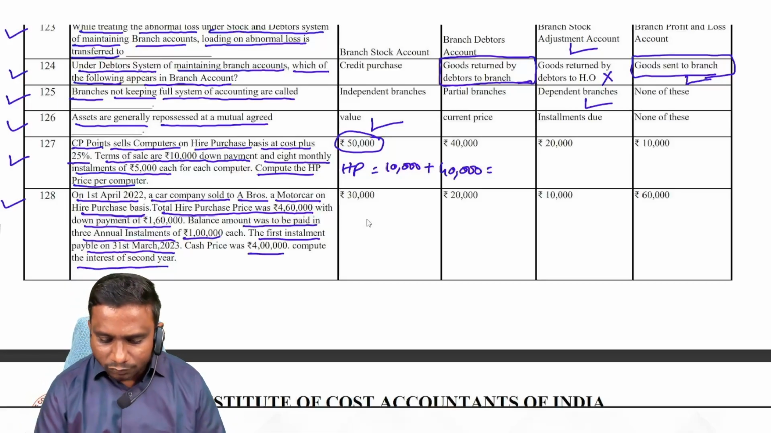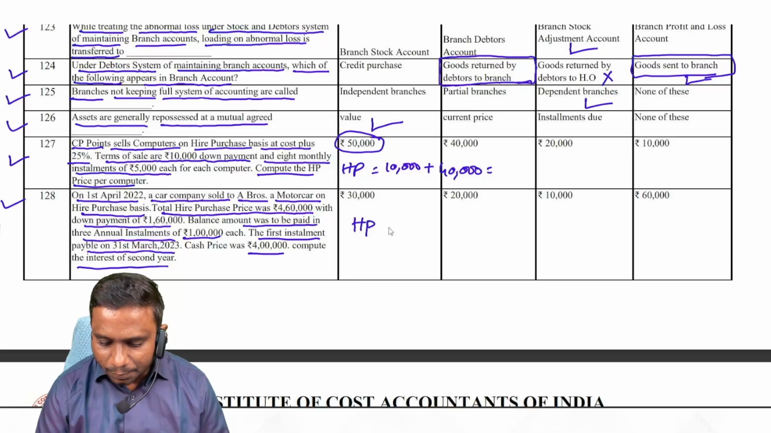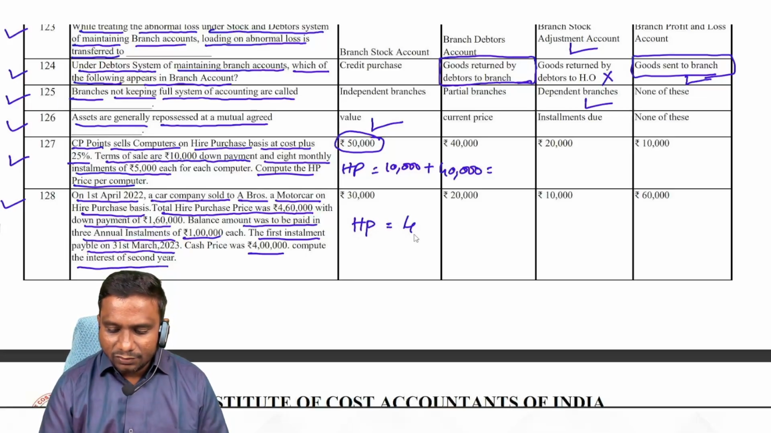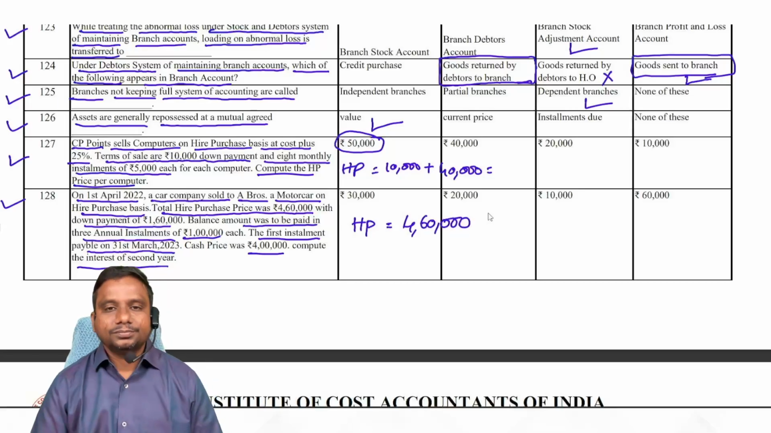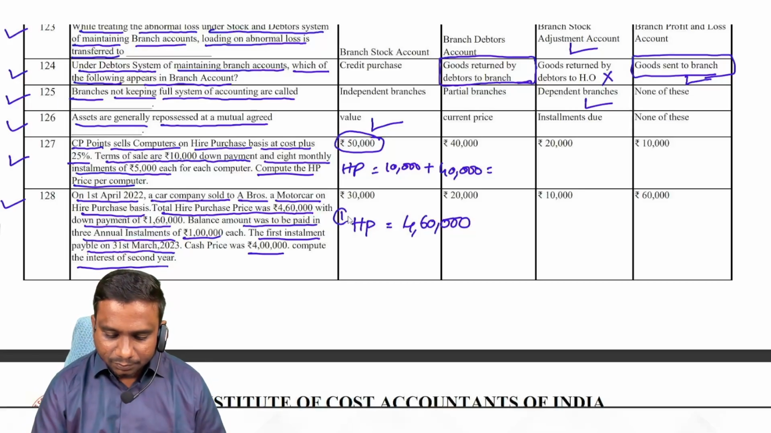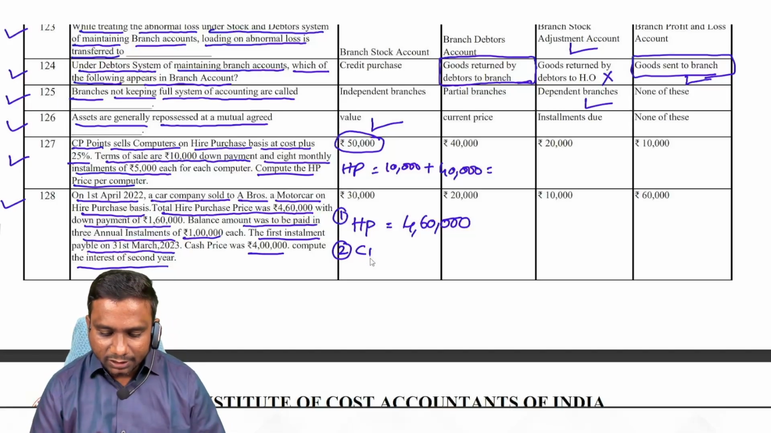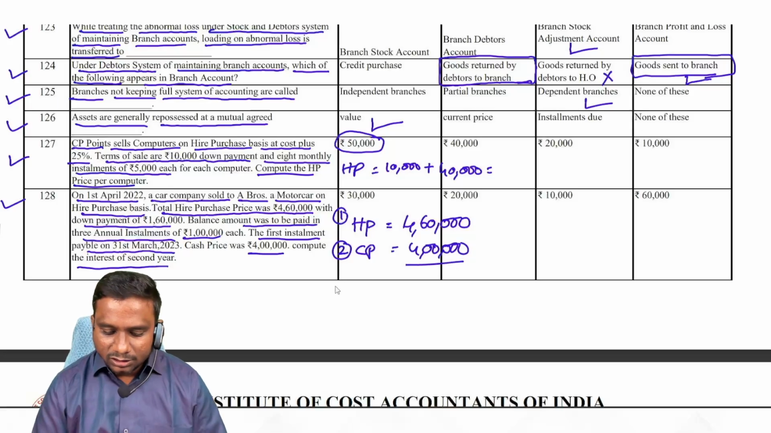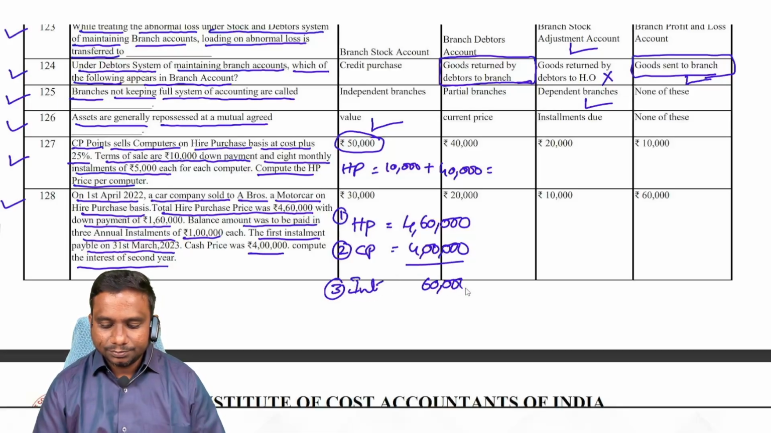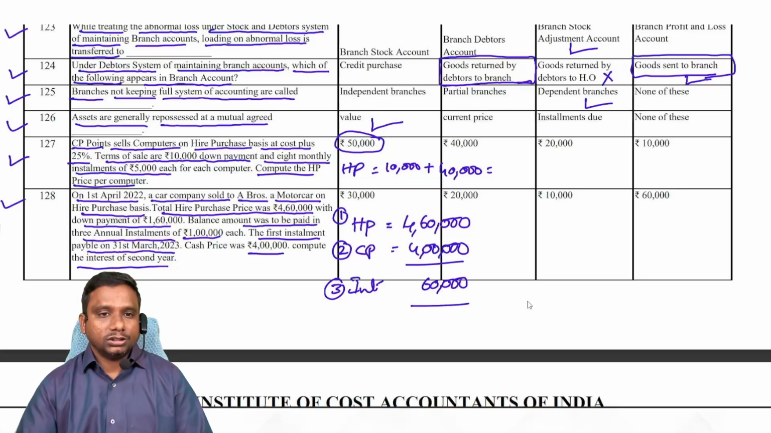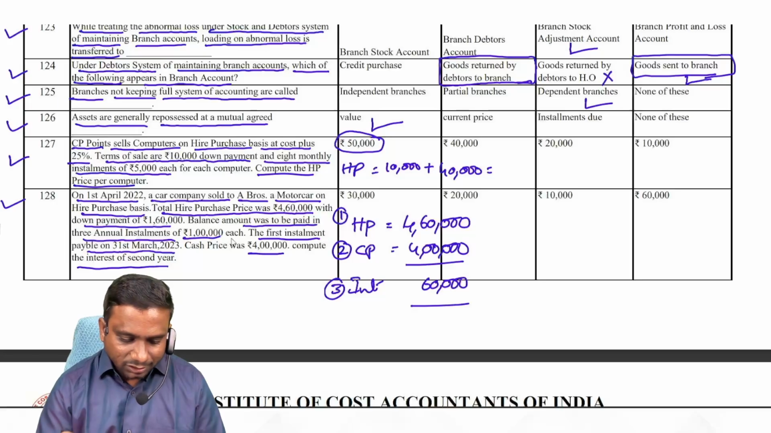So in that case, what is the first step? Calculate hire purchase price. They are giving hire purchase price. Second step, calculate cash price. Cash price is equal to 4 lakhs. Third step, calculate interest. How much? 60,000. This 60,000 interest we have to apportion among installments.